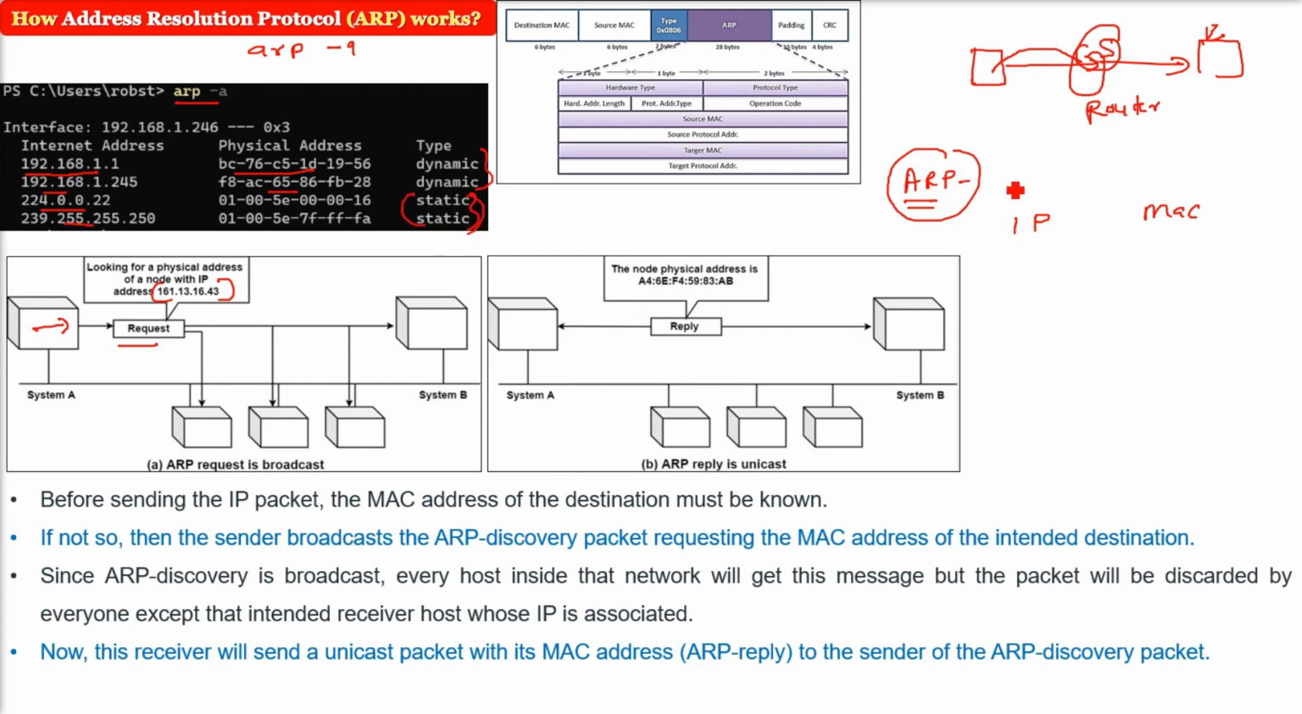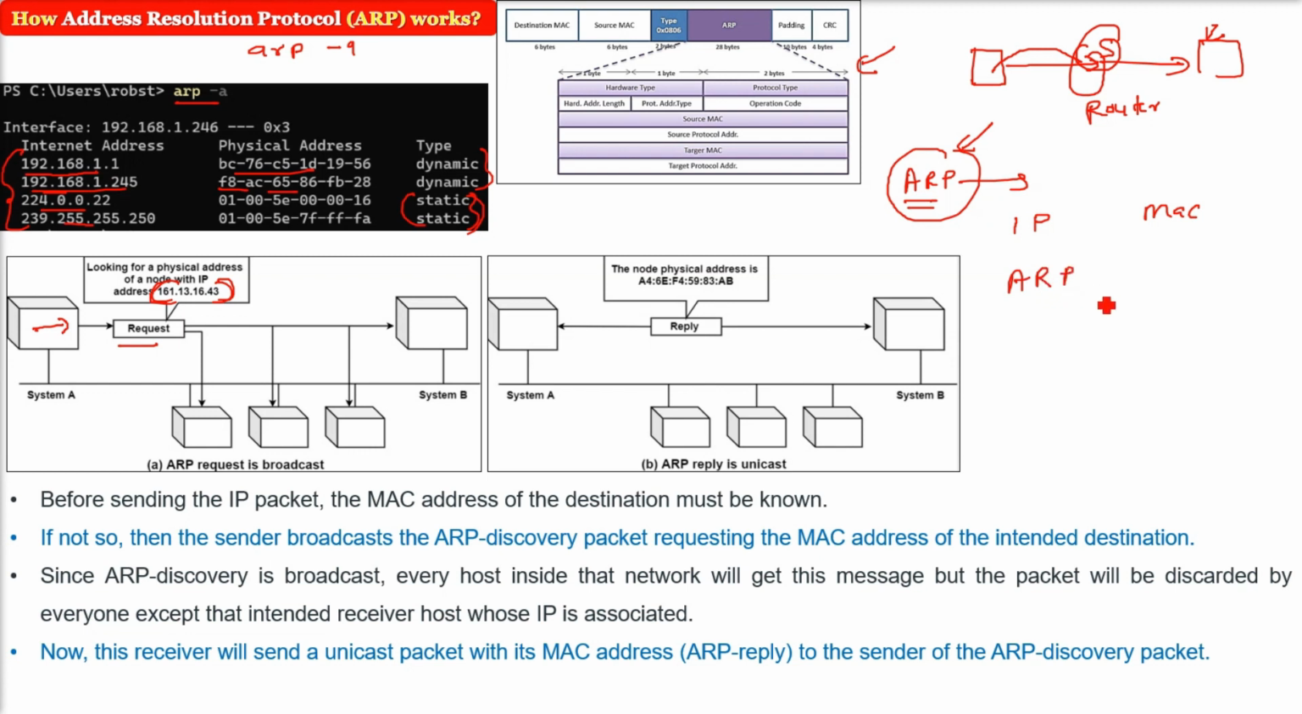So what is the point in sending ARP when the mapping is already there? First the cache will be checked. Oh, I want to communicate with this IP. Do I have the MAC address? Oh, I have it. No ARP will be sent. But if the cache does not have that IP to MAC mapping, it will send an ARP request saying, this is the IP, I want the MAC address.